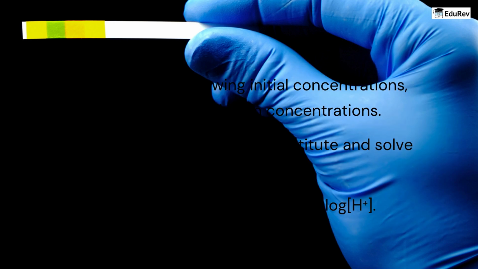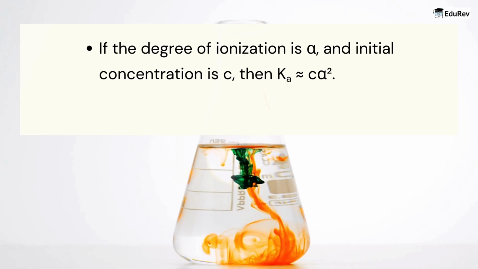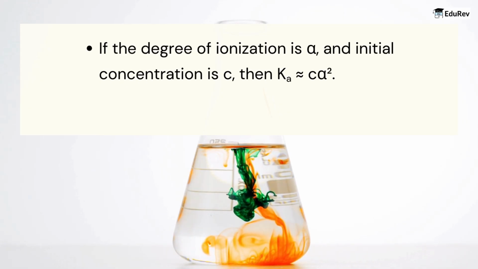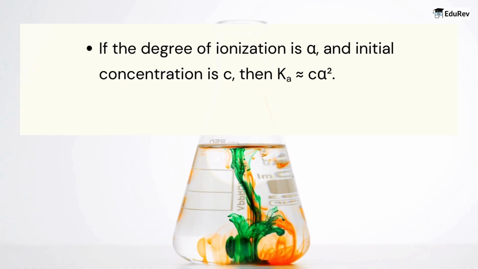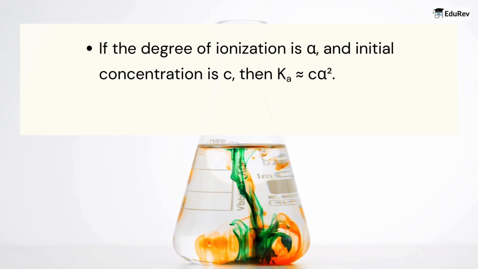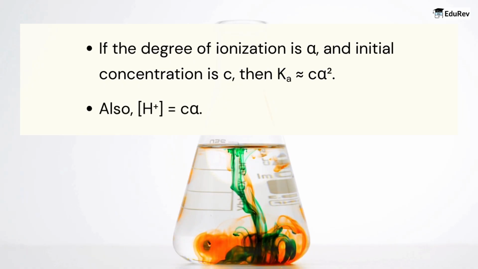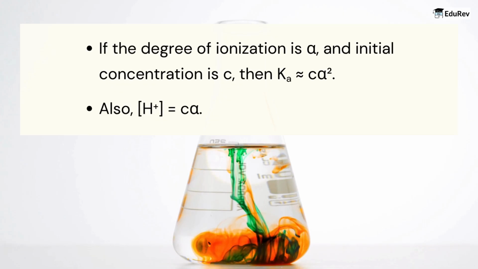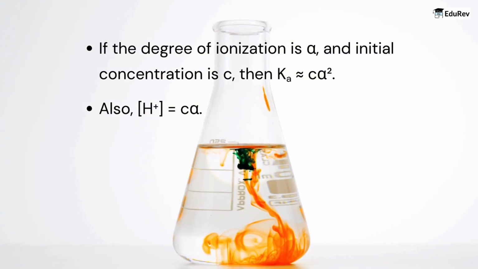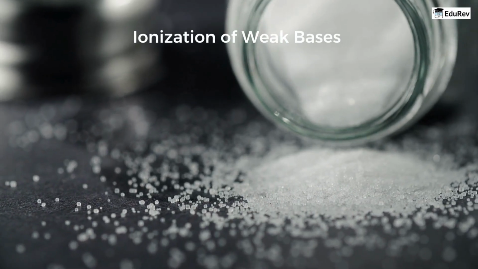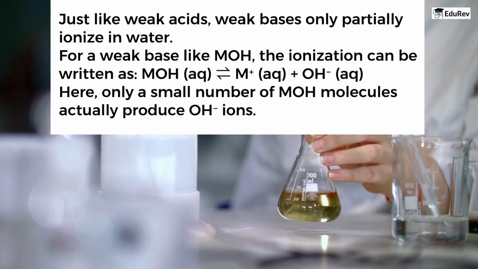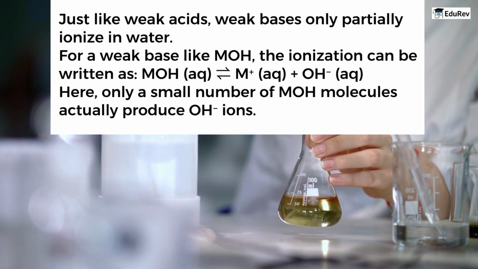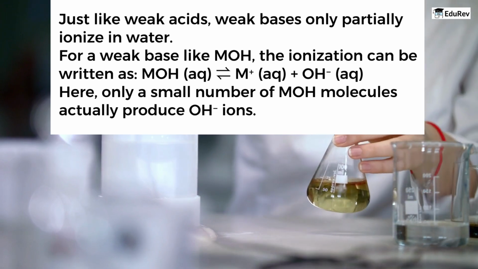For quick calculations, if the degree of ionization is alpha and initial concentration is C, then Ka is approximately C times alpha squared. Also, [H+] is equal to C times alpha. These shortcuts make solving for pH easier. Now, let's study the ionization of weak bases. Just like weak acids, weak bases only partially ionize in water.